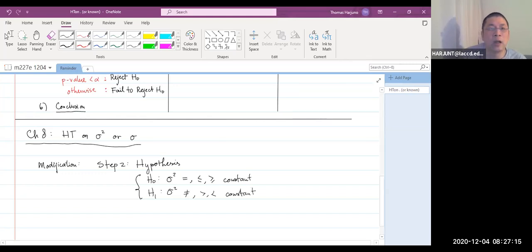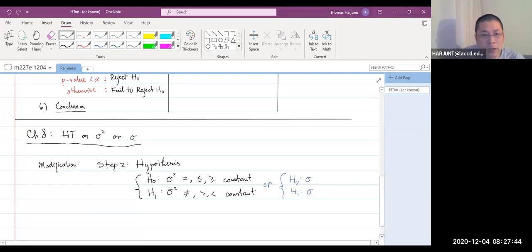Okay, but a little modification further, it is possible that what we are testing is the population standard deviation instead. So instead of sigma squared, we get sigma. Okay, it depends on the claim. Is it about population variance or population standard deviation?